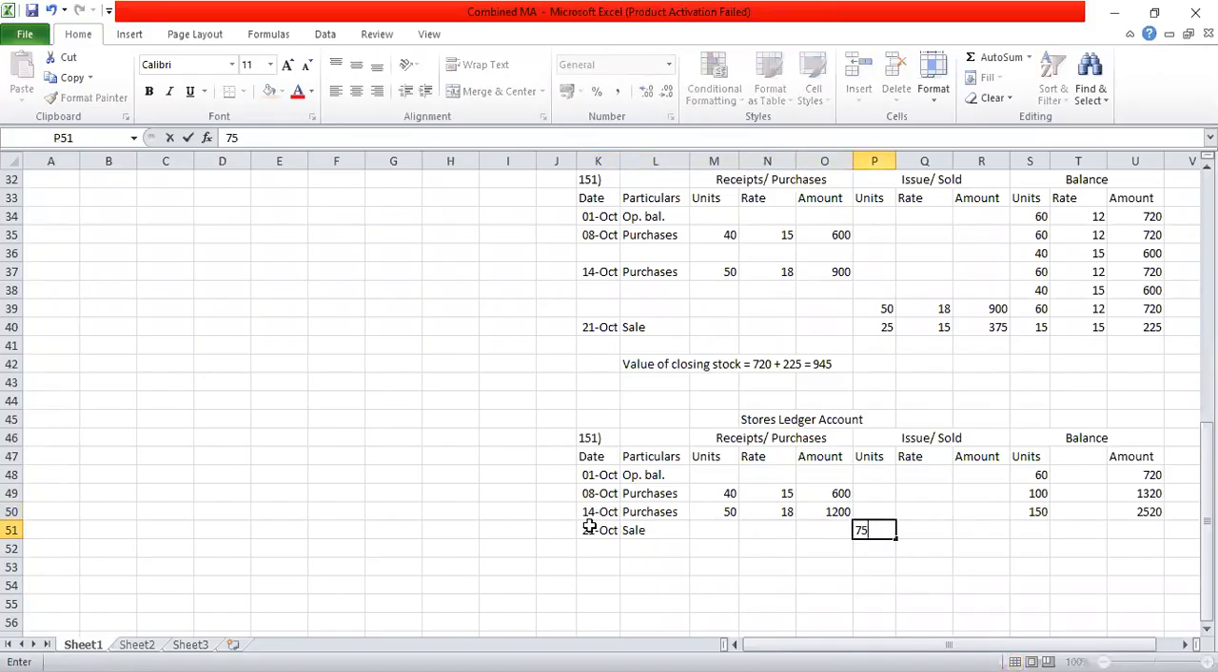On the date of sale, this time it is 75 units. At what rate would it be issued? The average rate will be taken. The average rate is for all the units, which are 150 units. The total value of all the units is 2520. So 2520 divided by 150 gives us the average rate of 16.8. So at the rate of 16.8, the value will be accounted for.